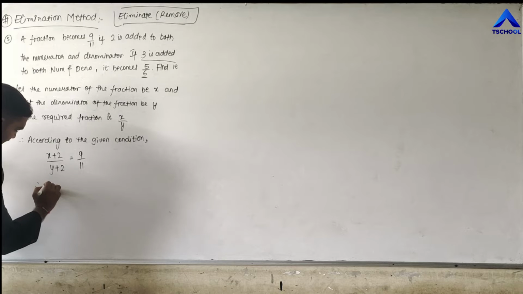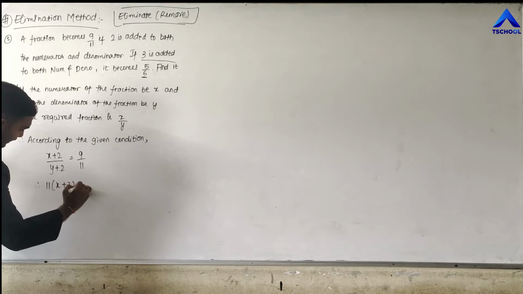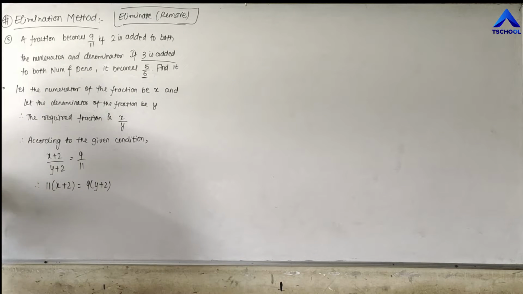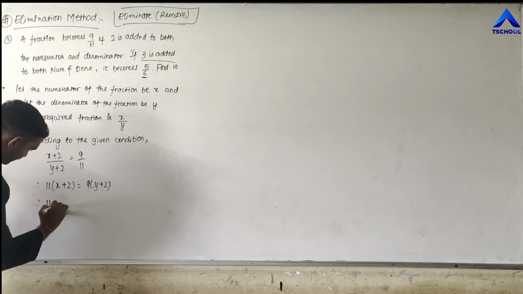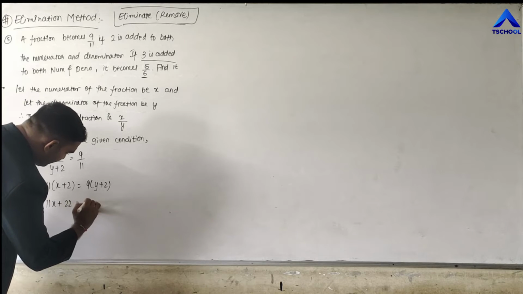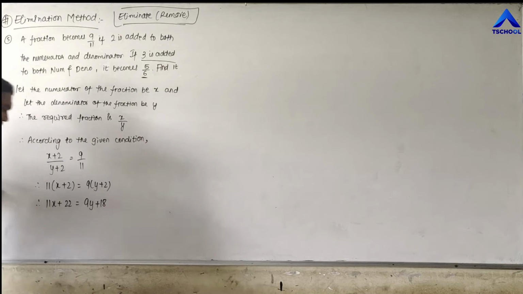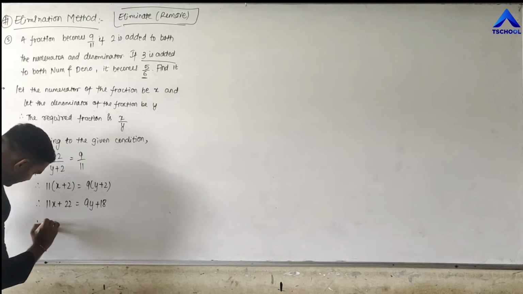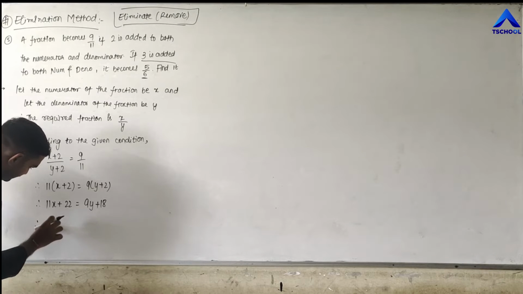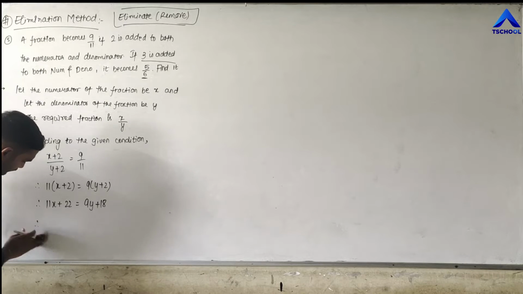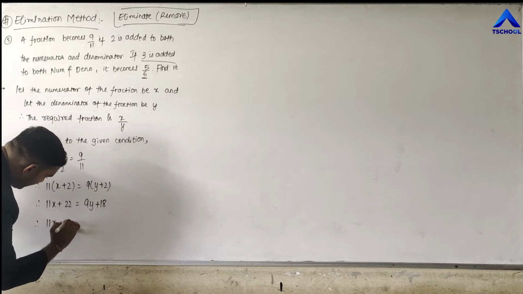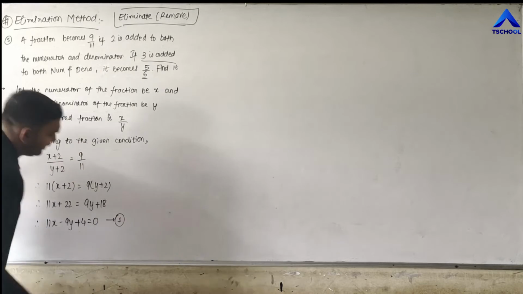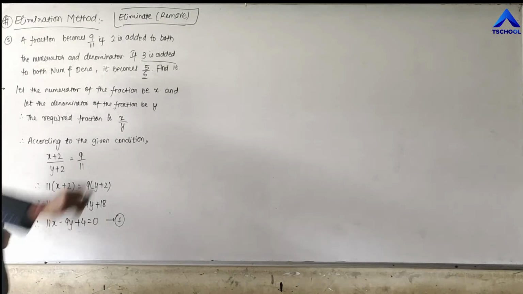So first of all solve this. 11 into (x plus 2) is equal to 9 into (y plus 2). Therefore 11x plus 22 equals 9y plus 18. Take this 9y and 18 on the left side, we get 11x minus 9y plus 4 equal to 0. So that is our first equation.